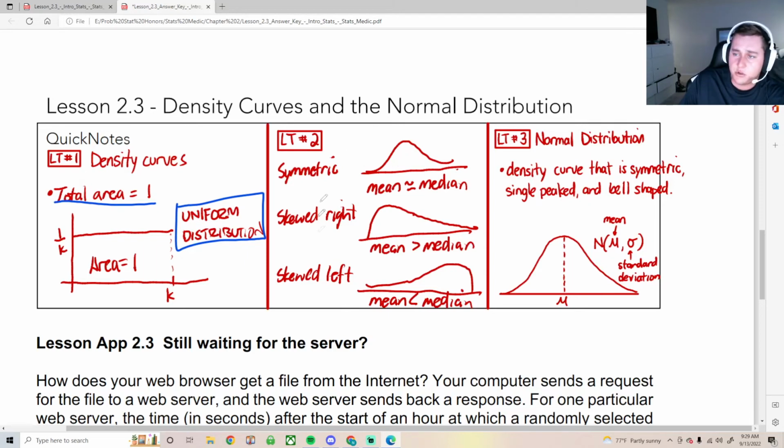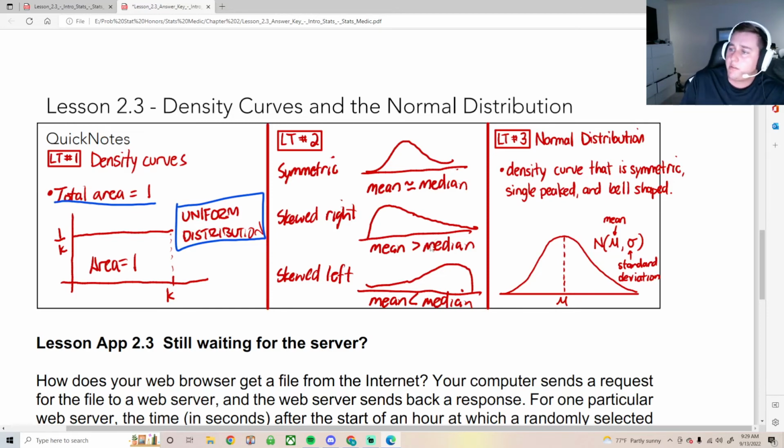Everything here in LT2, we've already talked about this. If you do the chicken wing thing, where you reach out and grab with either hand, point your thumb. It is mean, median, mode in that order. So that helps you remember the relationship in between the mean and median based on which direction it is skewed.